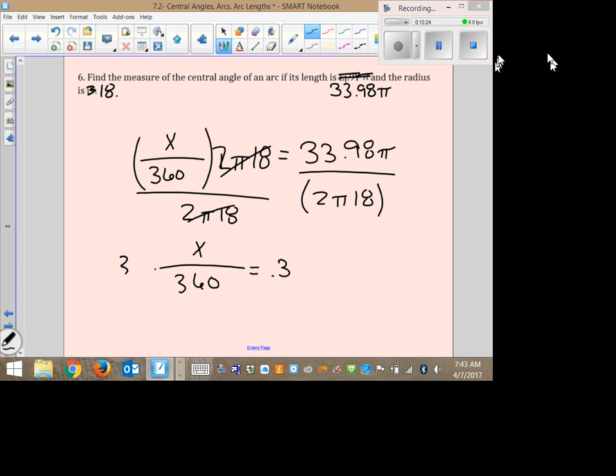So now we're going to multiply by 360 on both sides. Let's cancel it on our left. So we get x to be 108.16 degrees.